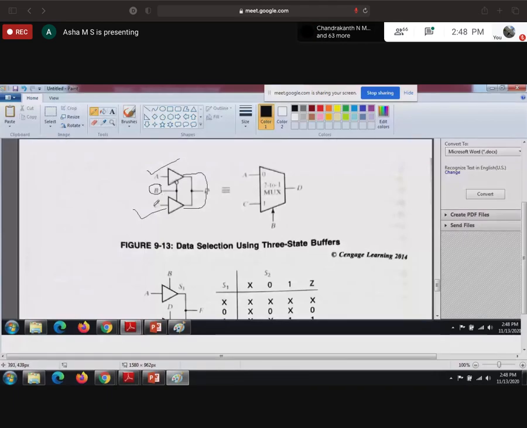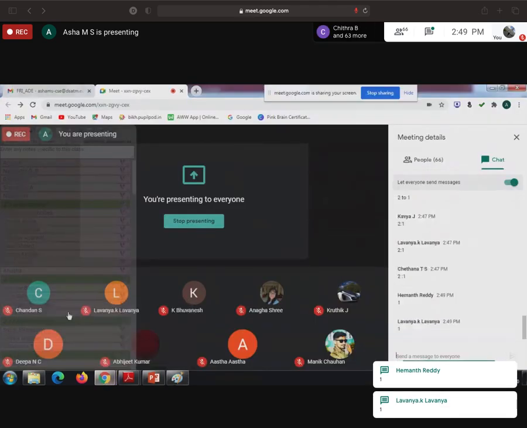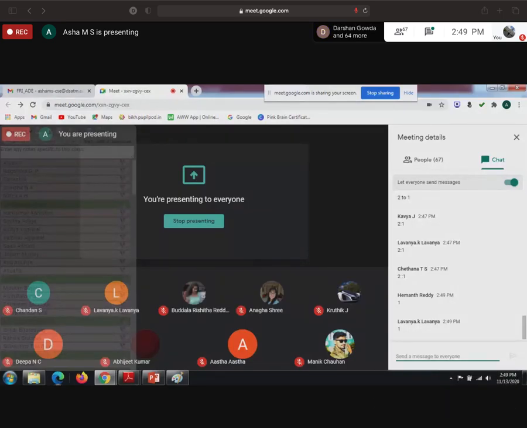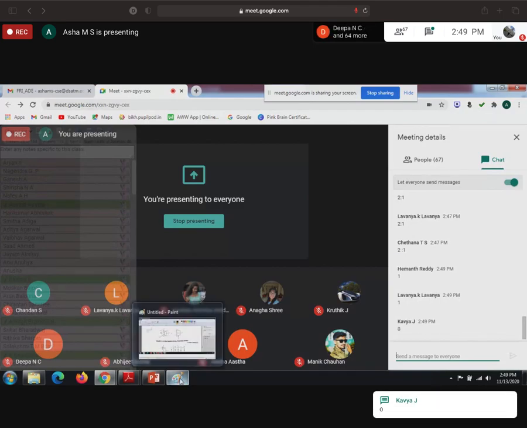So for what value of B will D be equal to A? Can anyone tell? For what value of B will D be equal to A? Can anyone answer? 1. Think and answer.